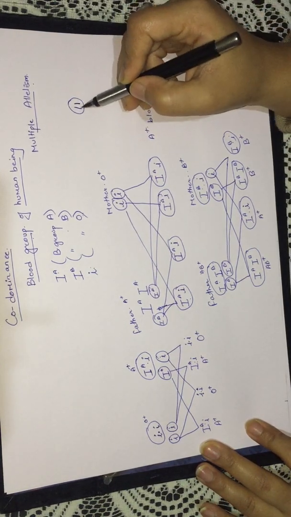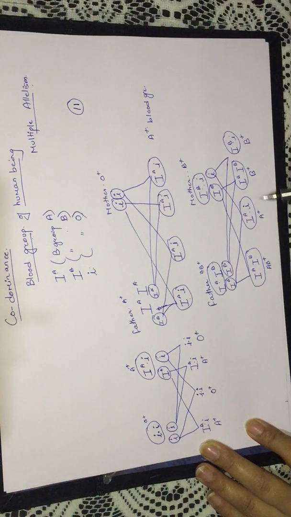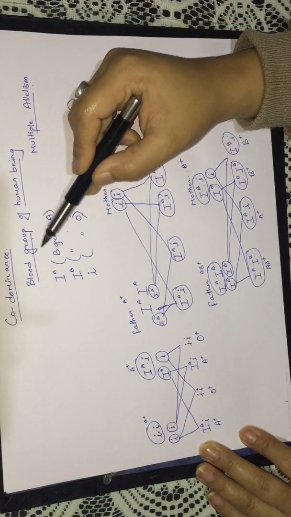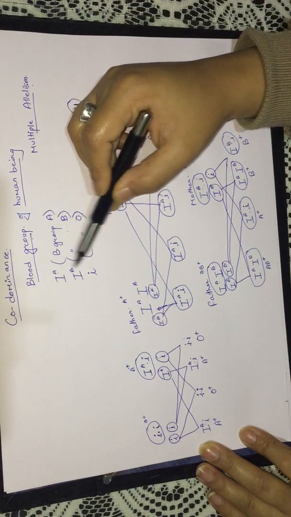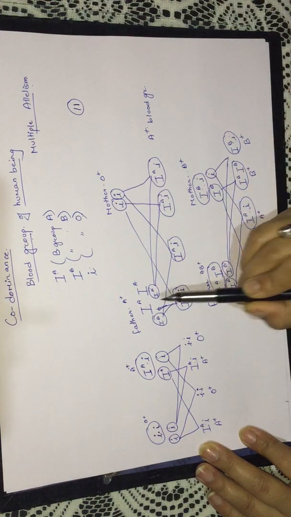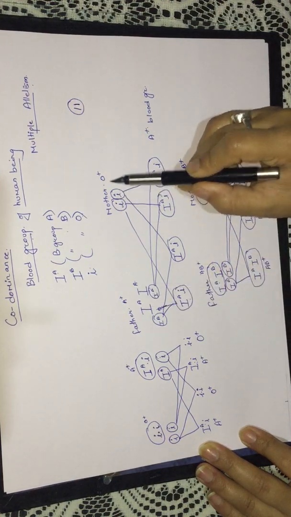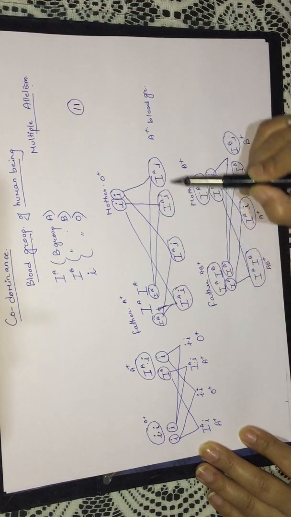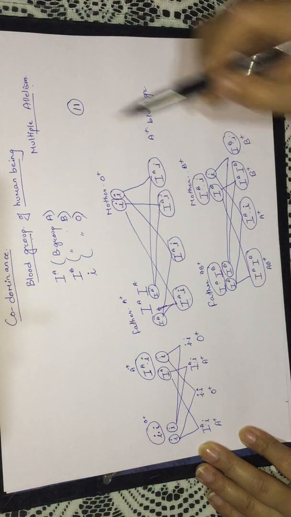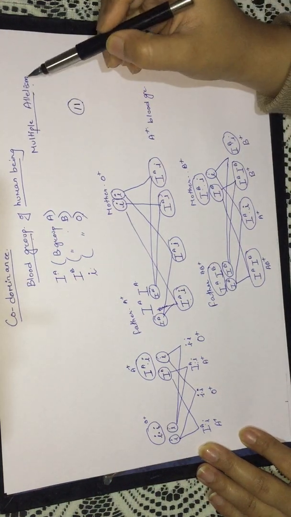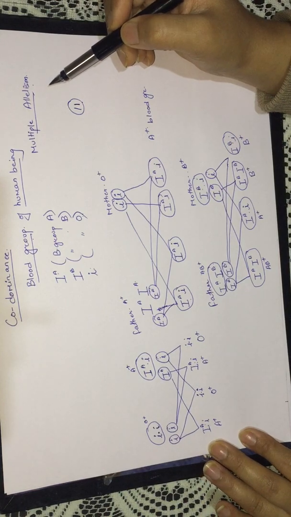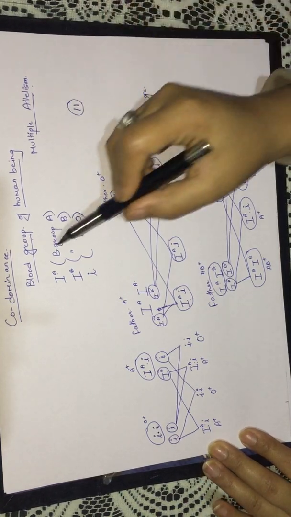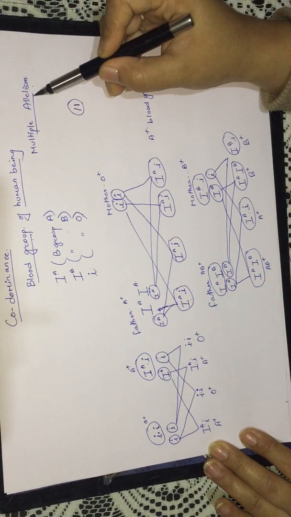A person can have only a pair, but the character can have three alleles, three combinations, but one person will have only two. Here you can see only a pair of alleles. So multiple allelism means the occurrence of more than two alleles that code for one single character, that is multiple allelism.